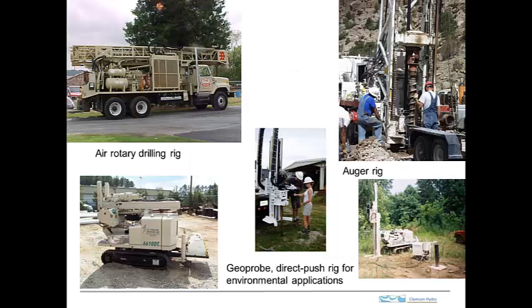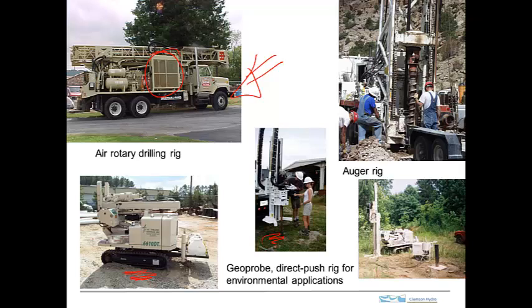Okay, so here are some looks at some of these different rigs. This is what an air rotary drilling rig looks like. This thing right here is a big air compressor. See, it's a pretty good sized truck. And then down here on the bottom we see some looks at geoprobe rigs. This is one that's mounted on a track for getting around a site. It has to be put on a trailer to move it from one location to another.